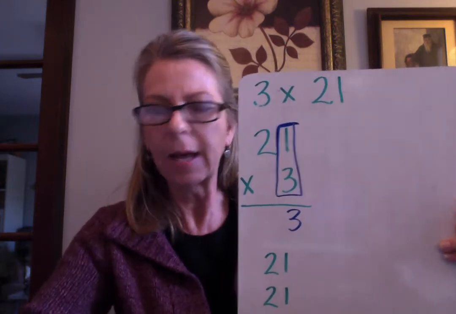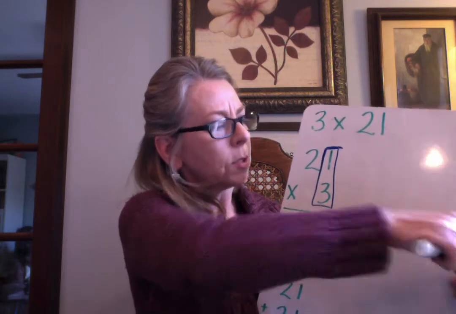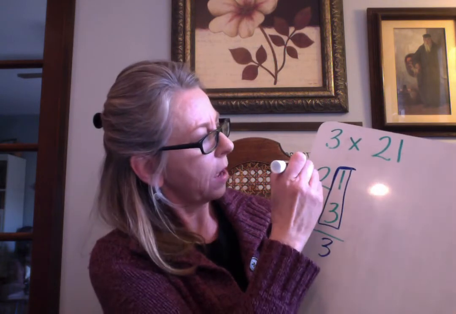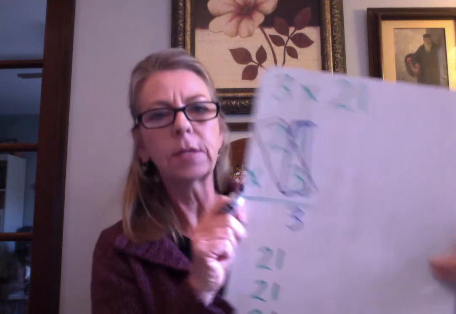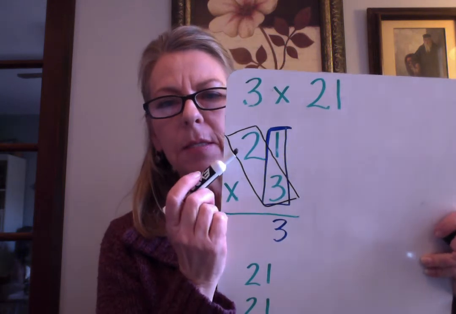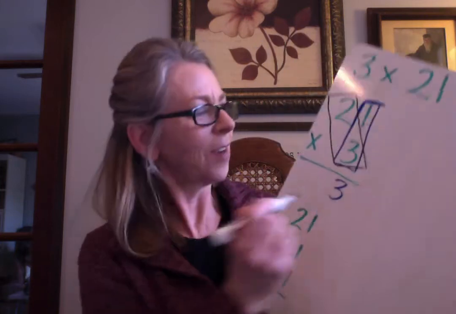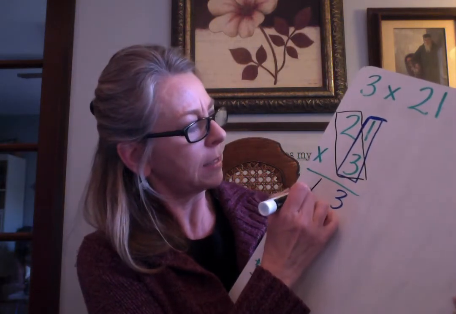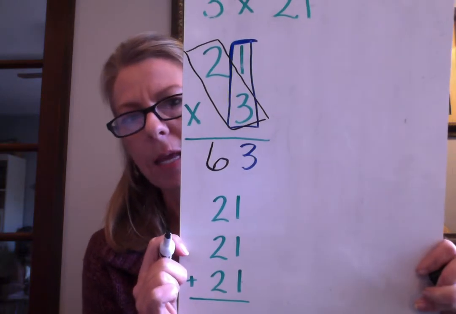The next step that you're going to do, let me see if I can find a different color pen. All right, we'll do black. Now, the next thing I'm going to do is take my multiplier, which is 3, and multiply by my tens. So now I'm going to say 3 times 2 tens. And 3 times 2 tens is, right, 6 tens. So I'm just going to put my 6 in my tens place. And that gives me 63.